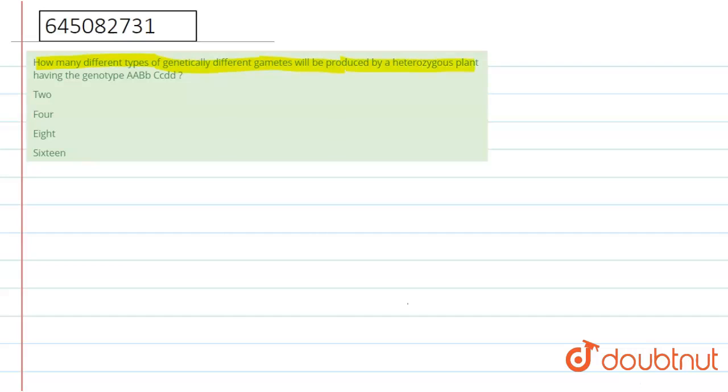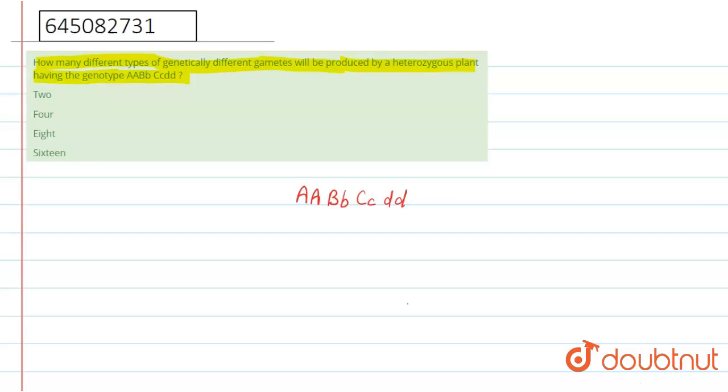Hello, the question says: how many different types of genetically different gametes will be produced by a heterozygous plant having the genotype capital A, capital A, capital B, small b, capital C, small d, small d? Okay, so now see first of all here, capital A, then capital B, then capital C, then small d.